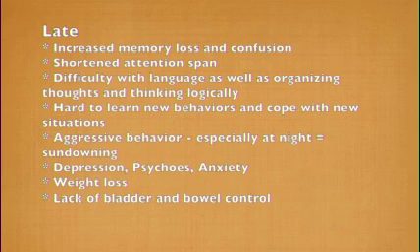In the late stages of Alzheimer's, there's increased memory loss and confusion. Patients have a shortened attention span. They may also have difficulty with language as well as organizing their thoughts and thinking logically. It's hard for them to learn new behaviors and cope with new situations. They may at times become aggressive, especially at night, which is called sundowning. Patients may also go through periods of depression and psychoses as well as anxiety. Patients may also experience weight loss because they forget to eat or they lose interest in eating, and eventually they will lack bladder and bowel control.